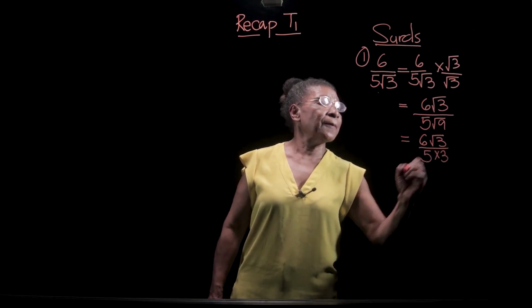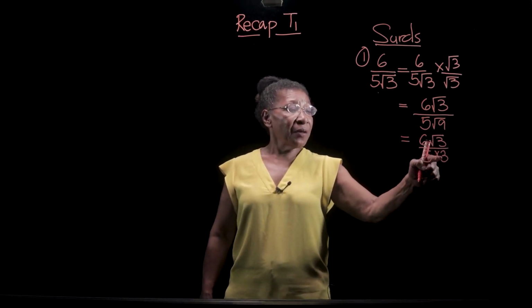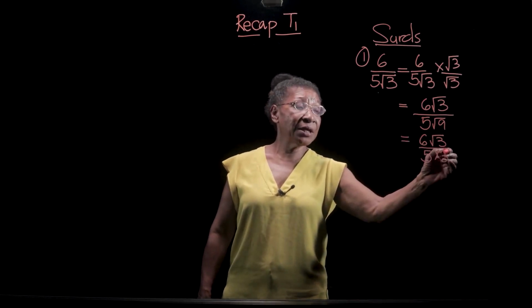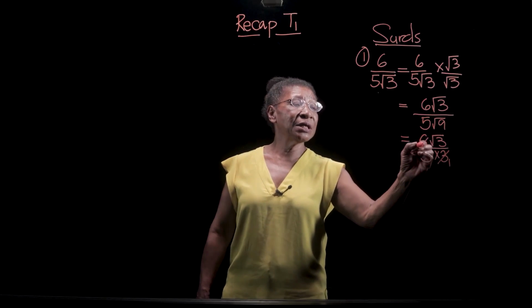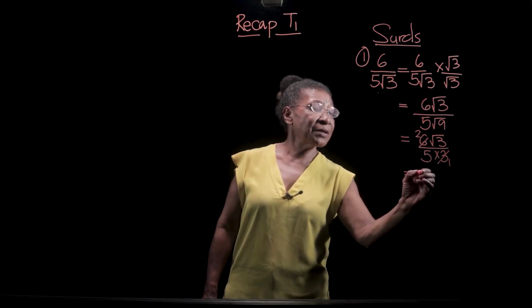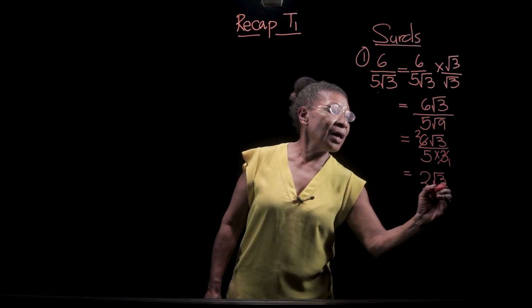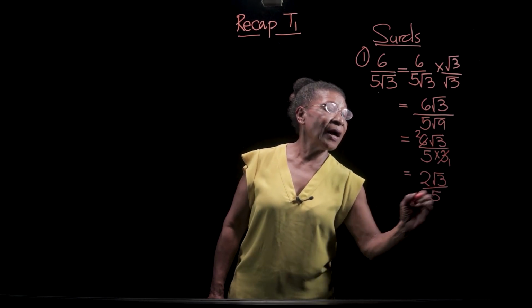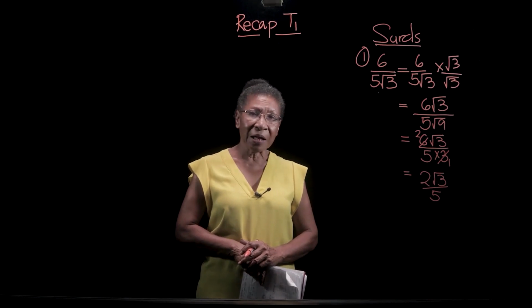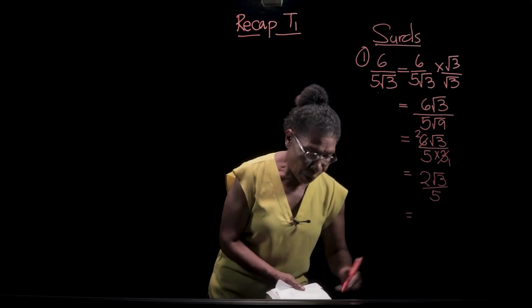Let's simplify further by writing 6 root 3 over a denominator of 5 times 3. We can simplify, and to simplify, we have 3 and 6. 3 is a factor of 6. 3 into 3 goes 1, and 3 into 6 goes 2. The simplified version gives us 2 root 3 over a denominator of 5. Looking at that, we need to simplify further.